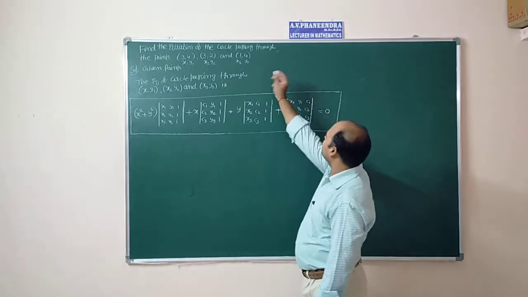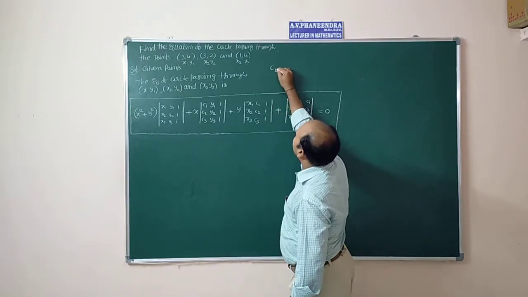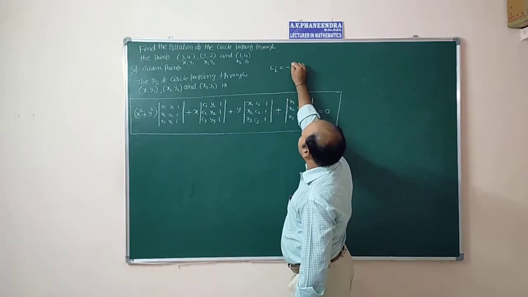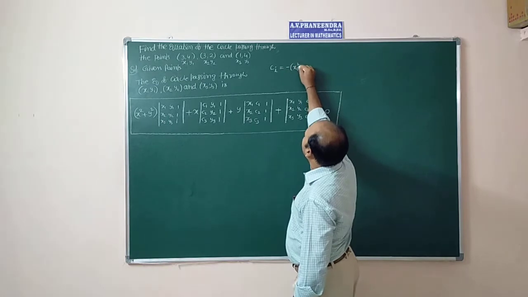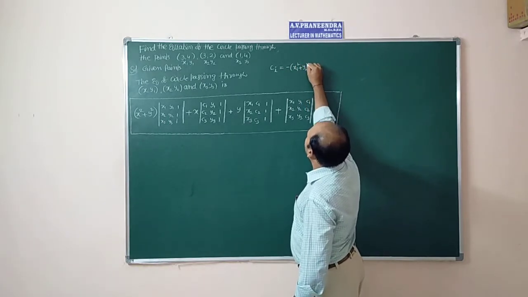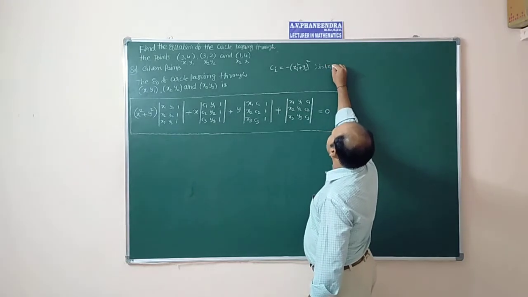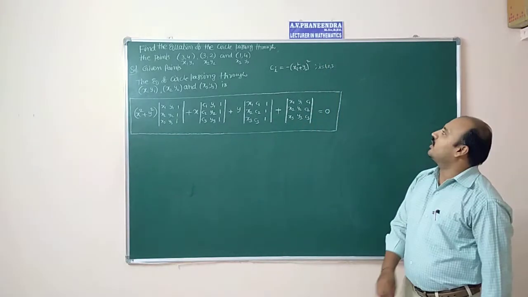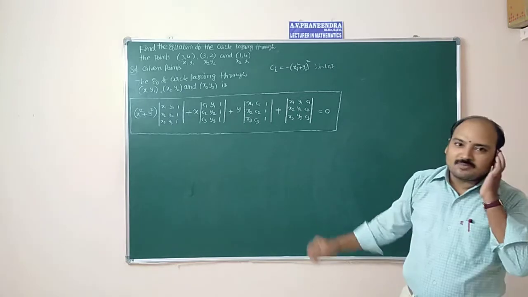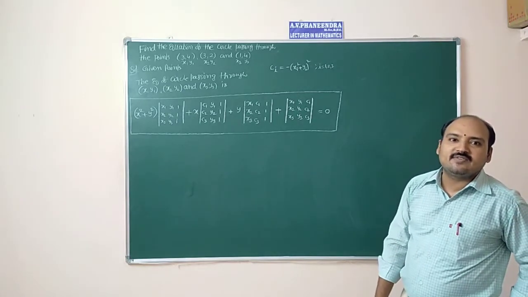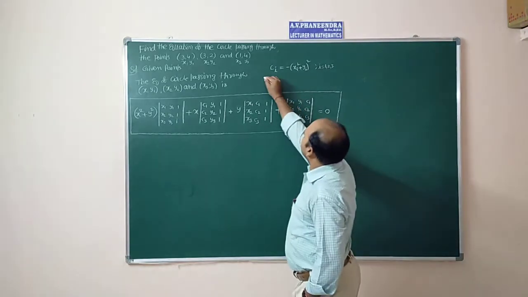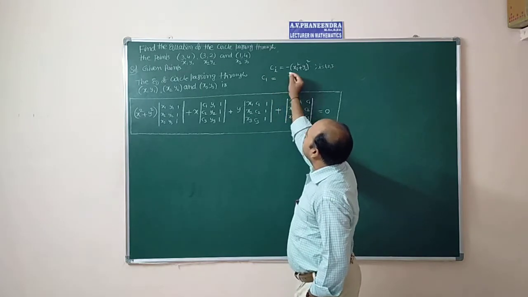What is C1, what is C2, what is C3? Here commonly I am writing Ci equal to minus of (xi square plus yi square), where i is equal to 1, 2, 3. How many points are there? 3 points are there. We can write as 1, 2, 3. From this only we will calculate C1, C2, C3. See here, C1: i is equal to 1 we are substituting.